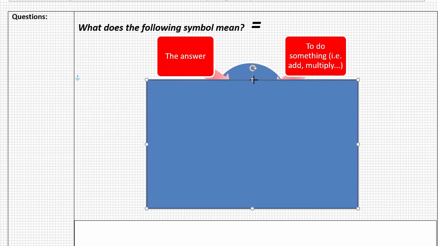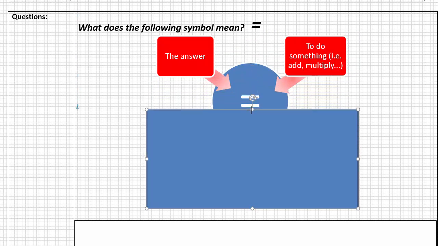Common answers when I ask students what that symbol means are things like, oh, that means to find the answer, or that means to do something. They'll say something like, that means to add numbers together, or that means to multiply numbers together. Well, that's not what the equal sign means. Oftentimes, students come to that false understanding for a variety of reasons.